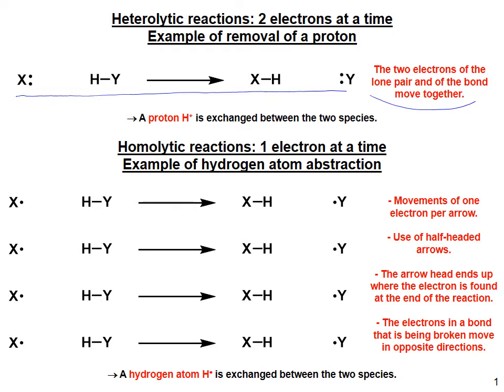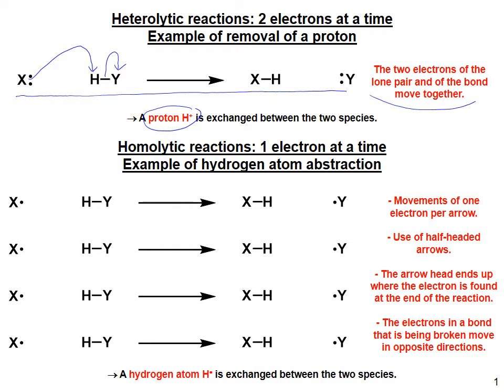at a time. So if we were to draw the mechanism of this acid-base reaction, you would start the arrow on the lone pair, which ends up attacking the hydrogen, and then you take the two electrons from the bond and they move at the same time onto the Y atom. So that in these reactions, a proton, or H+, is exchanged between two species.